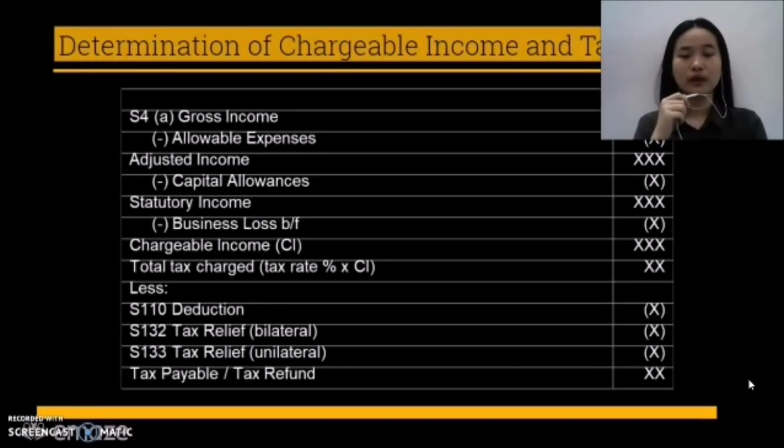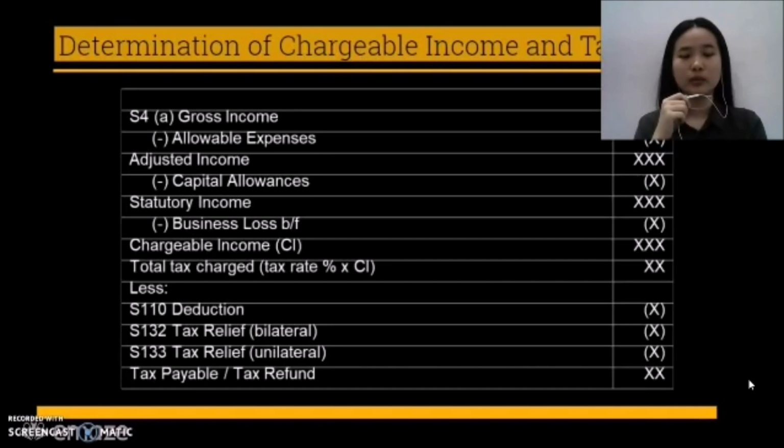Firstly, we will minus the allowable expenses from the gross income to get the adjusted income. Next, we will minus the capital allowance to get the statutory income. After that, we need to minus the business loss to derive the chargeable income. Next, we multiply with the tax rate to get the total tax charge.